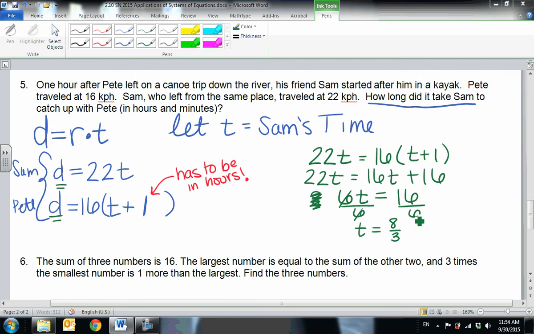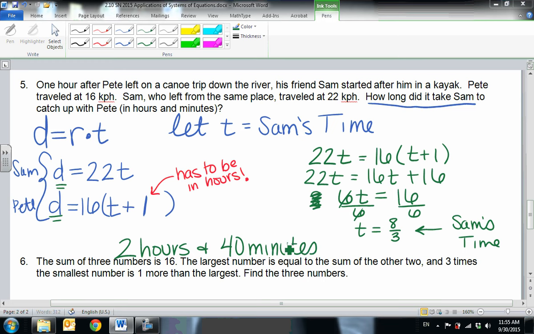Okay, what is it that we just found? Good, and I know that because I wrote it up here. If you don't write it up here, you're not sure if you found Sam's or Pete's. So we want Sam's time in hours and minutes, it says. So 8/3. What is that? Yeah, 2 2/3 hours, right? And each third of an hour is 20 minutes. So 2 hours and 40 minutes.